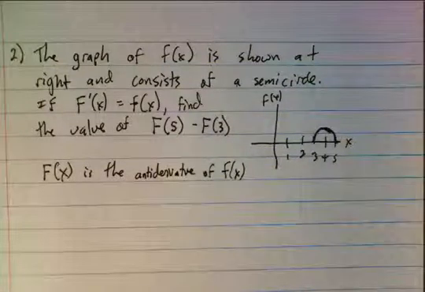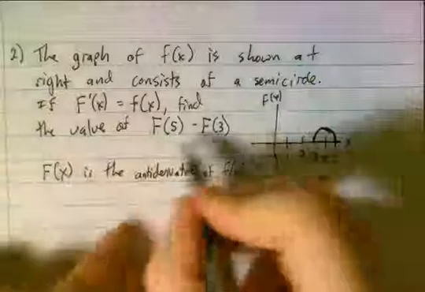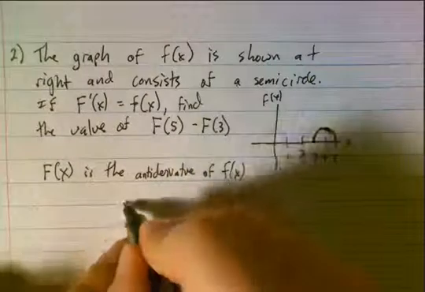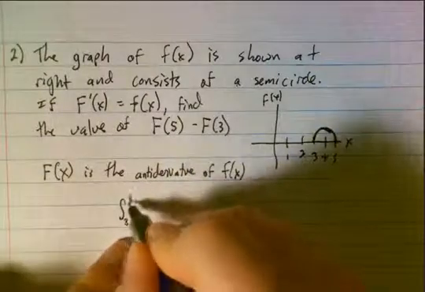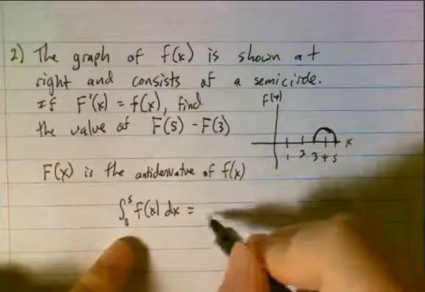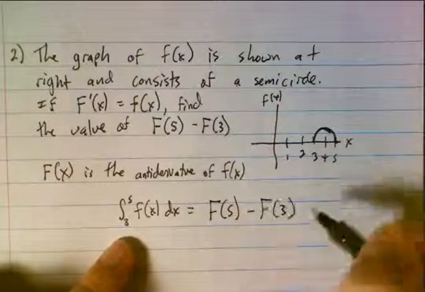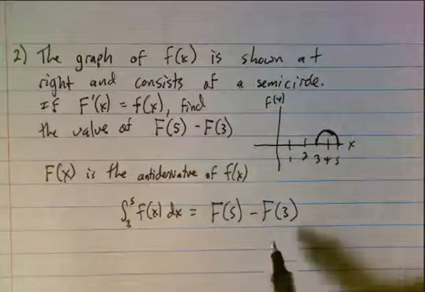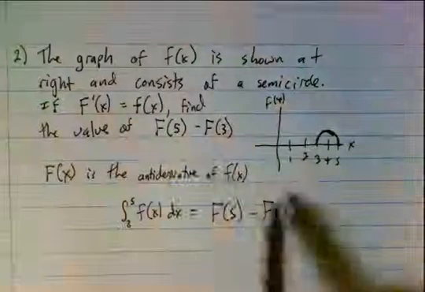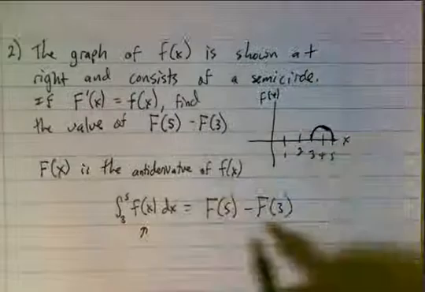So once I know that, I'm going to just state the first fundamental theorem of calculus, where the numbers we're dealing with are 3 and 5. So the integral from 3 to 5 of lowercase f of x dx is uppercase F of 5 minus uppercase F of 3. And this is really useful because this is what I'm trying to find. It's this value right here. So if I can figure out what this is, then I'm done.